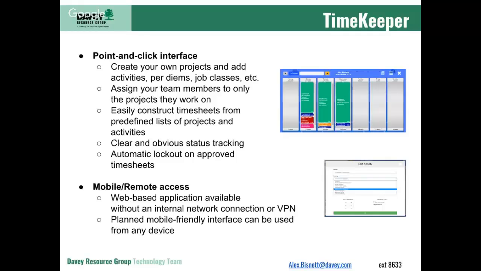We start with a point and click interface. You don't work in a spreadsheet or flip through pieces of paper. You click buttons and you only type when you have to. You create your own projects in TimeKeeper. You add activities, per diems, job classes, and any other pieces. Then you assign your team members to only the projects that they work on. When they're adding time to their timesheet, they first pick from the projects that they've been assigned to, and then they choose the values that you added to the projects when you created them. This makes adding time quick and ensures a certain level of quality to the data.